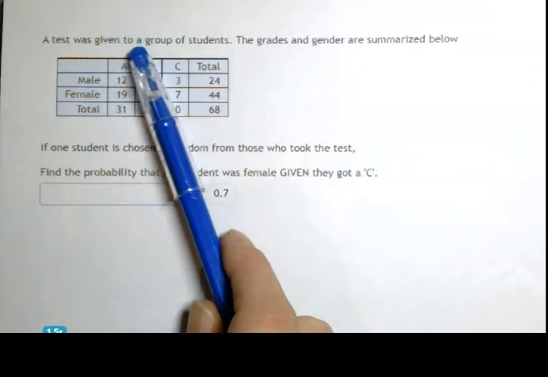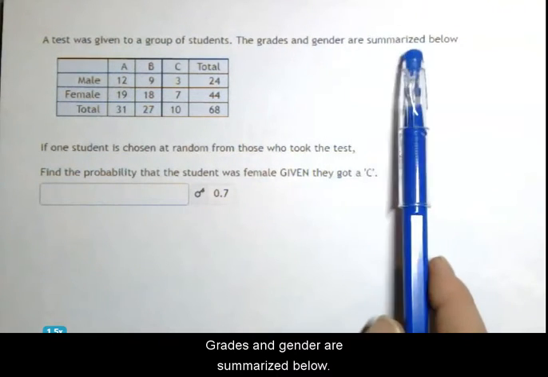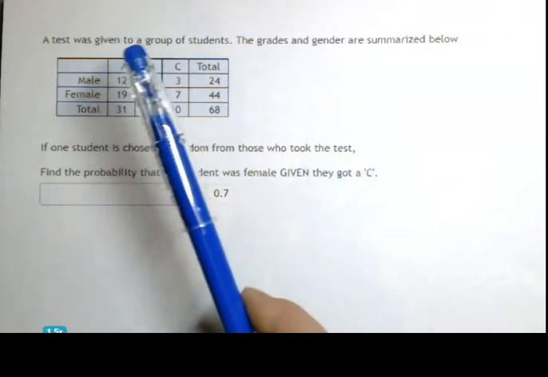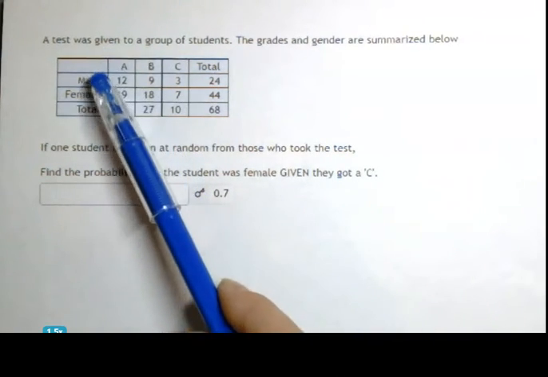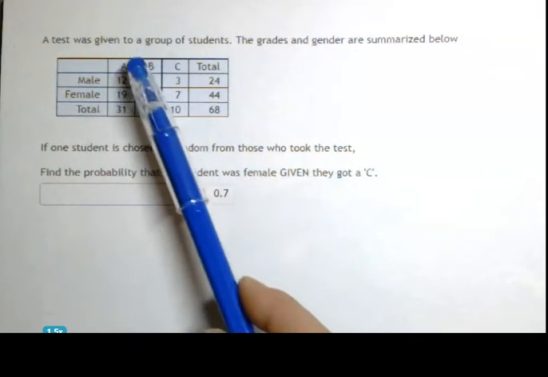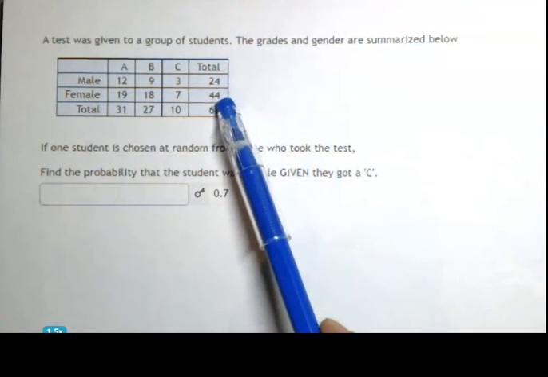A test was given to a group of students. The grades and gender are summarized below. So we have a table here. We have male and female students and their totals for our rows, and then for the columns we have A grade, B grade, C grade, and the totals.